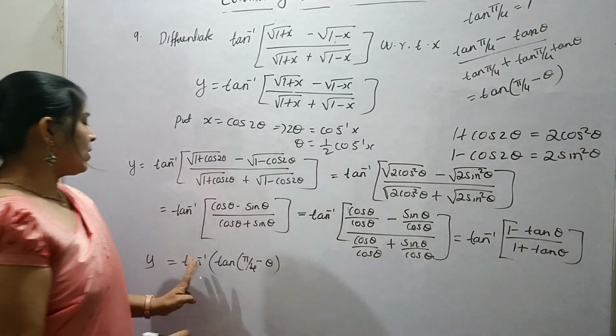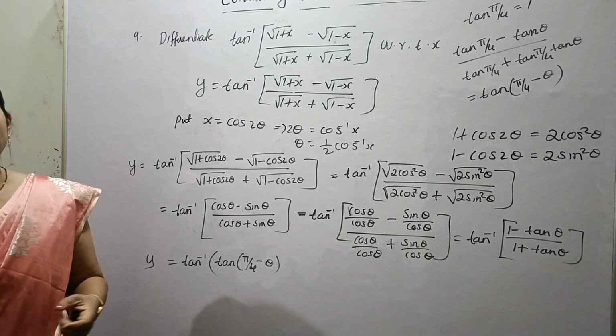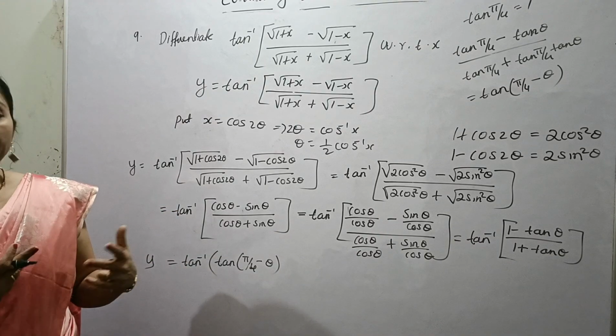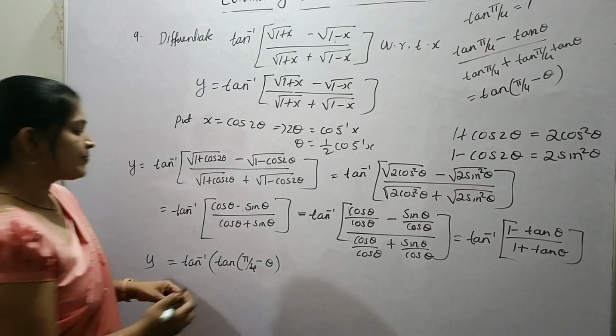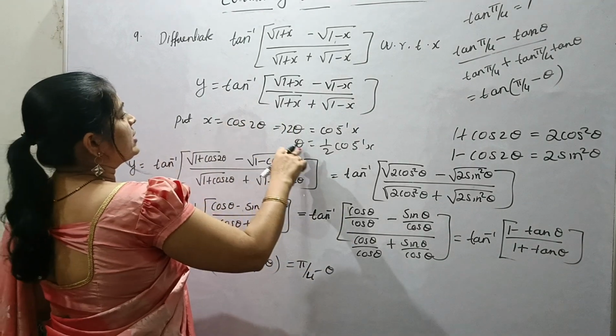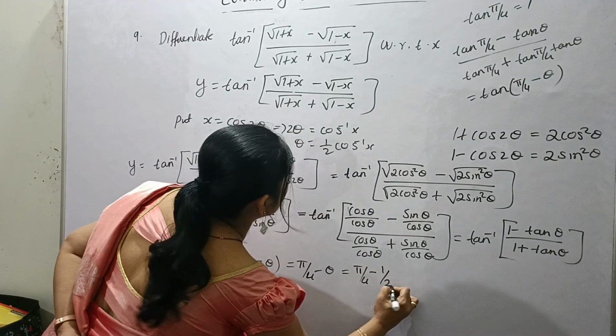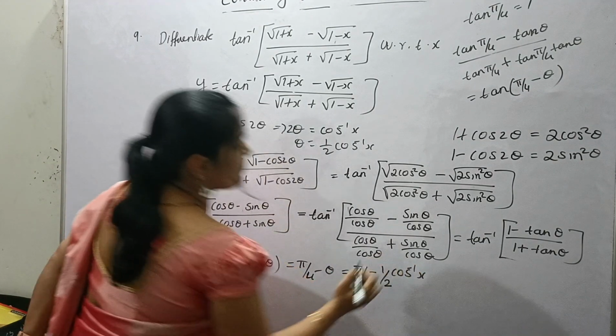That is equal to, now what is this? Tan inverse of tan of pi by 4 minus theta is nothing but pi by 4 minus theta, because tan inverse of tan x is x itself, right? So here it is pi by 4 minus theta. What is our theta? Theta is pi by 4 minus 1 by 2 into cos inverse of x.